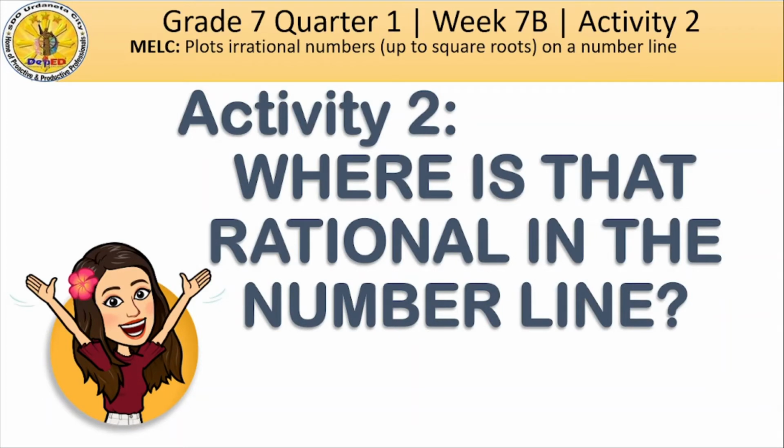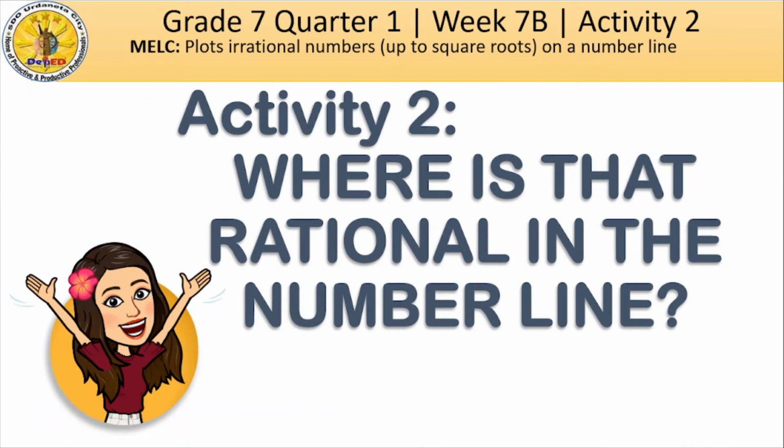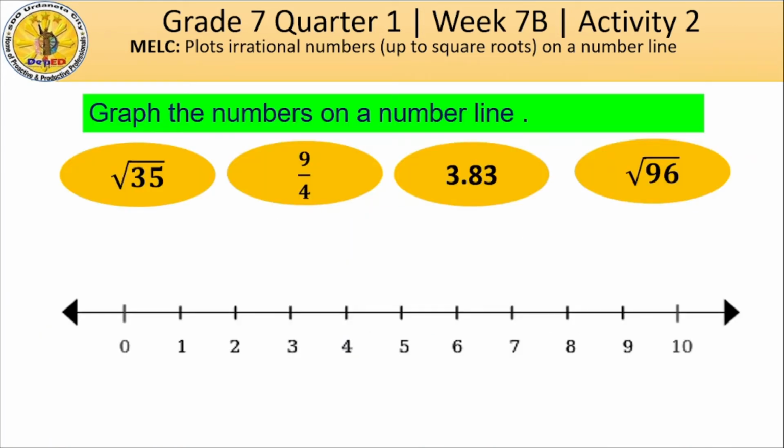Ngayon naman, subukan natin sagutin ang activity number 2 entitled, Where's that rational in the number line? So for this activity, all we have to do is to graph the numbers on a number line. So given the values square root of 35, 9/4, 3 and 83 hundredths, and square root of 96.